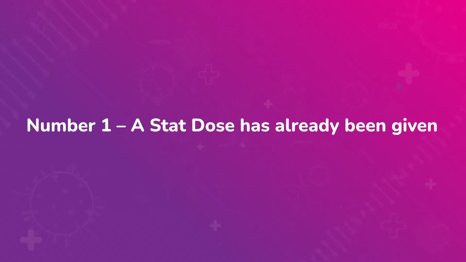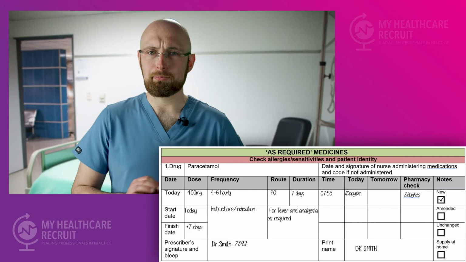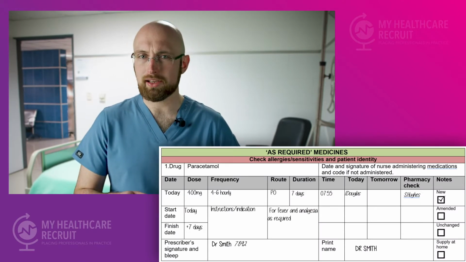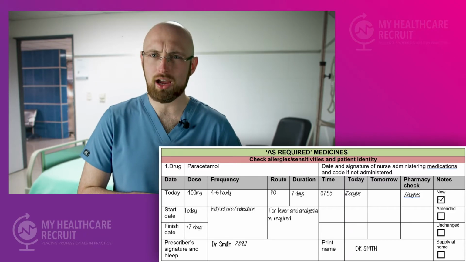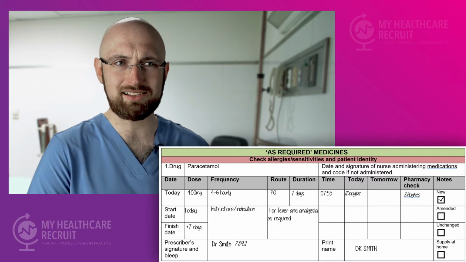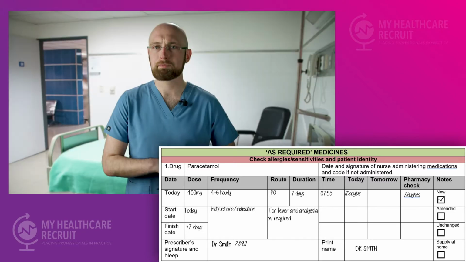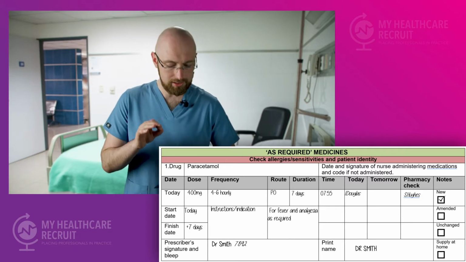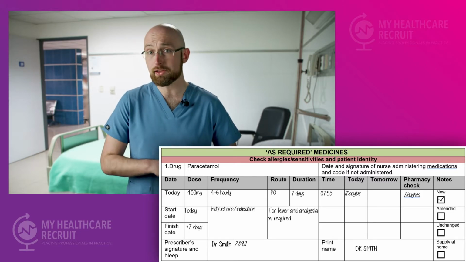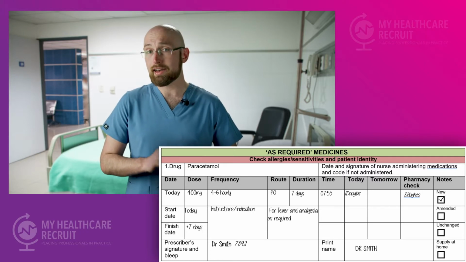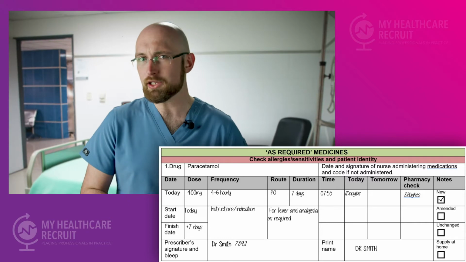A stat dose has already been given. Okay, so I'm looking at the MAR chart and I can see under the PRN medications that paracetamol has been prescribed. Dose 400 milligrams, frequency 4 to 6 hourly, route orally. It has a signature from Dr. Smith and the bleep number is 7892. I can see that the nurse Douglas gave this dose at 07:55 am and it is now 2 p.m, so this may be due again.